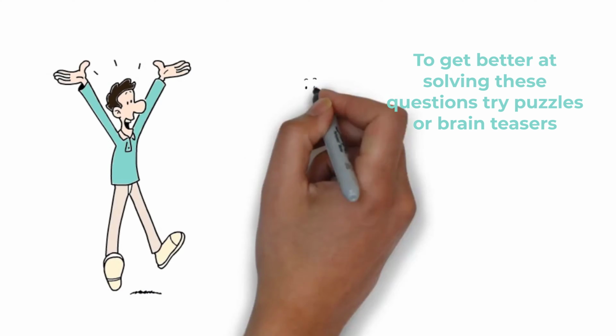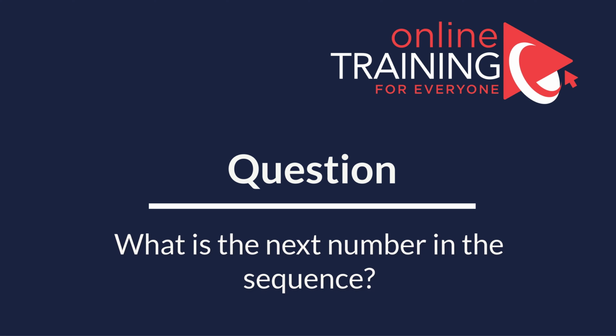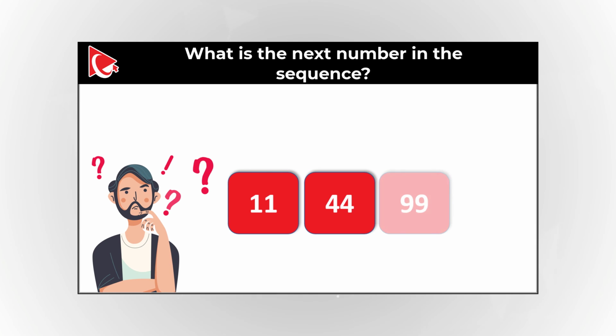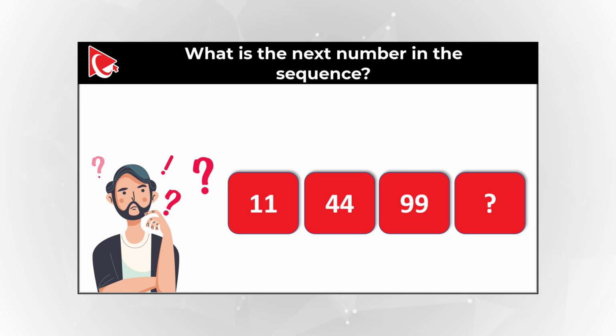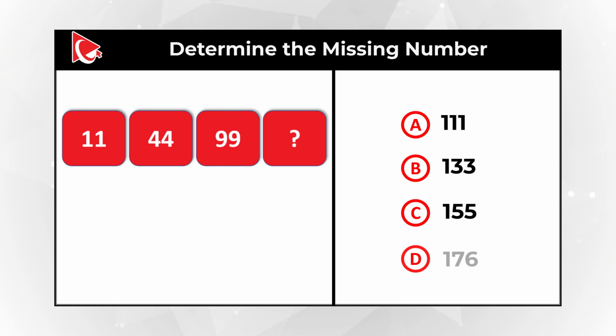Hopefully you've nailed this question and now know how to answer similar problems on the test. Here's the interesting question where you need to calculate the missing number. You're presented with numbers 11, 44, 99, and you need to continue the sequence and determine the missing number out of 4 possible choices. Choice A, 111. Choice B, 133. Choice C, 155. And choice D, 176.